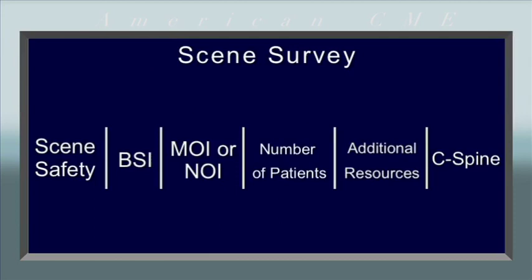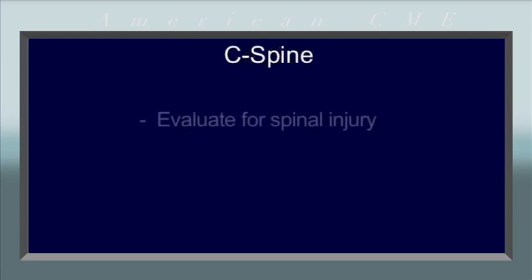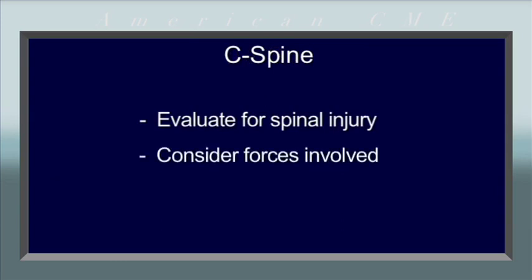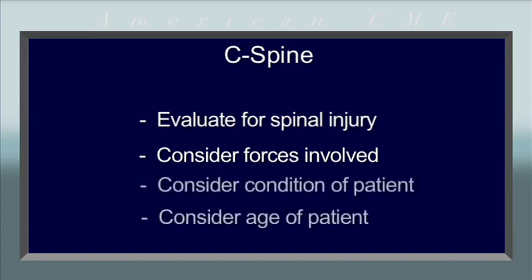The last consideration during scene survey is to consider C-spine immobilization. C-spine precautions should be taken whenever the forces involved in a traumatic incident or injury are considered severe enough to cause possible spinal injury, or there is uncertainty regarding the forces involved. The patient's age and condition should also be considered when evaluating the patient's need for C-spine precautions.